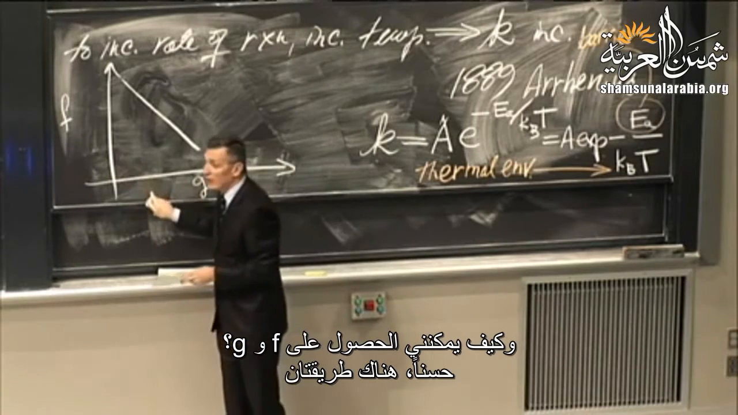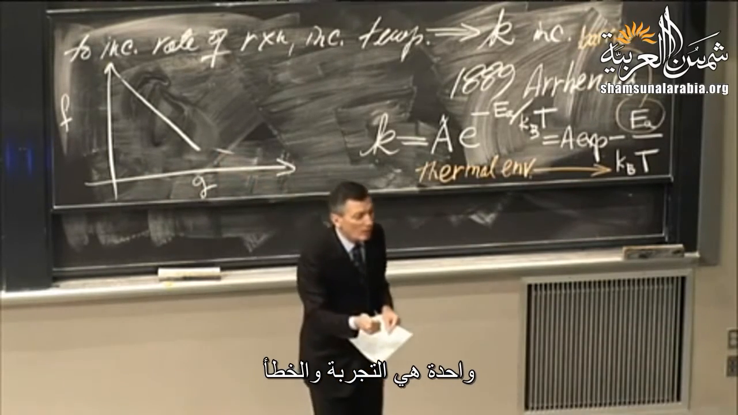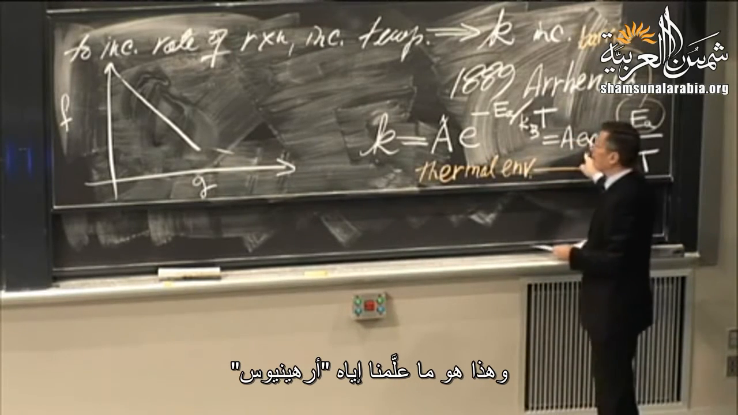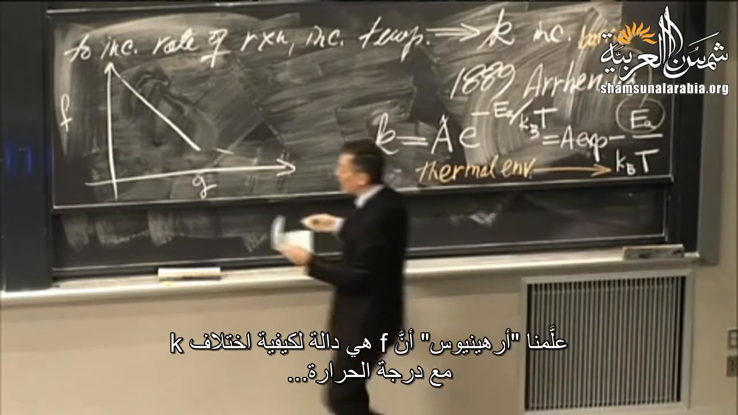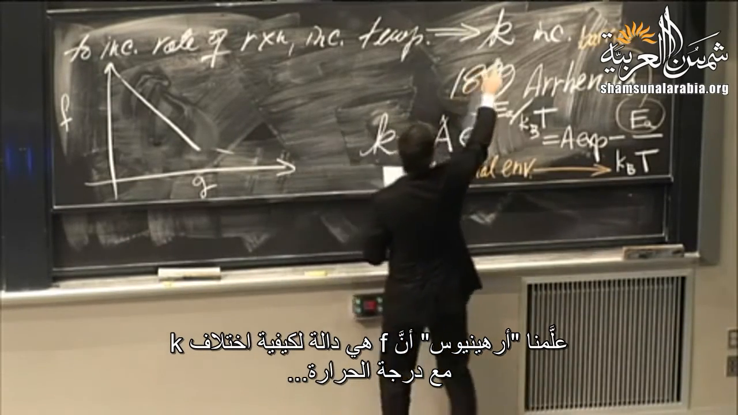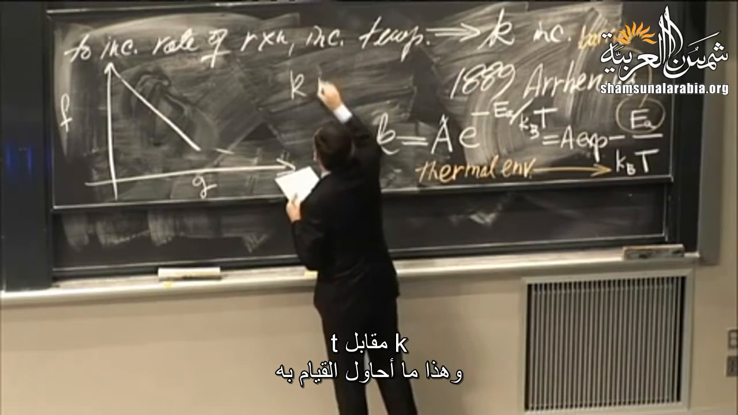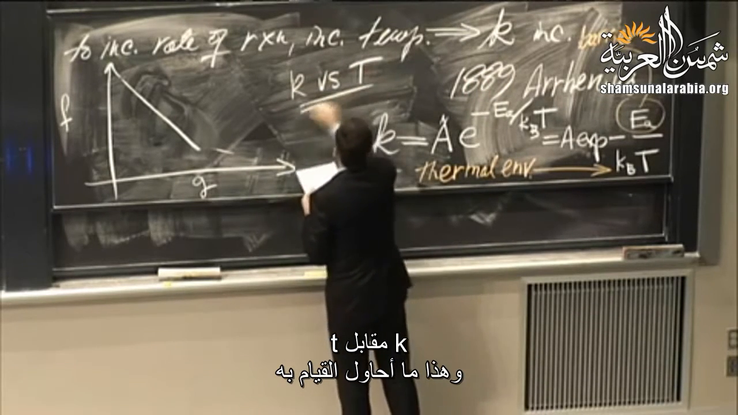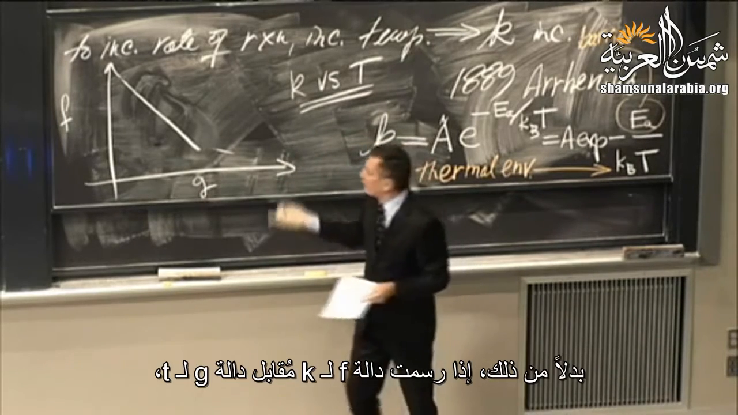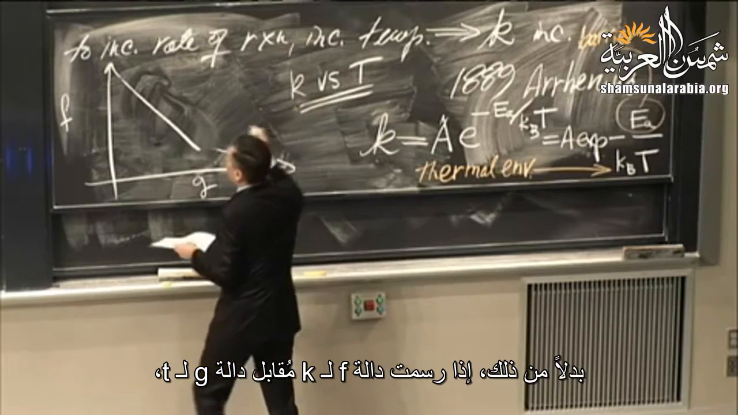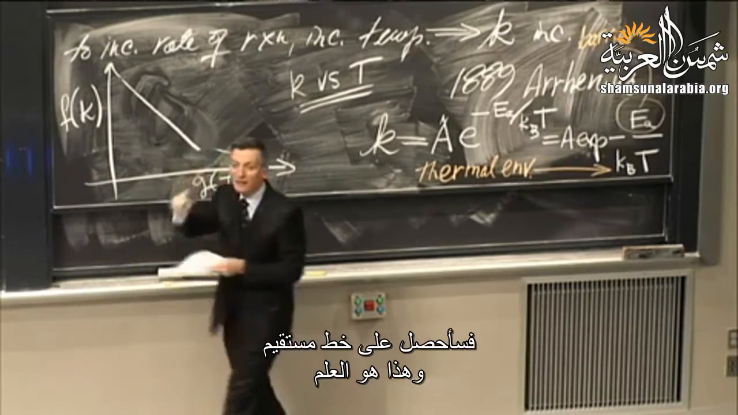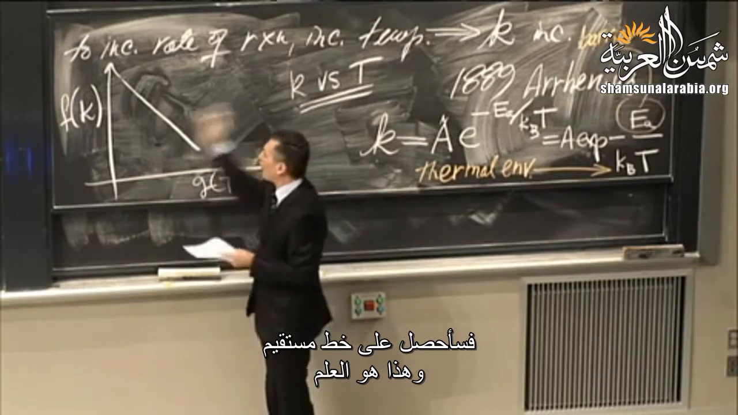And how do I get to f and g? Well, there's two ways. One is trial and error. The other way is physical understanding. And this is what Arrhenius taught us. Arrhenius taught us the f function for how k varies with temperature, right? The problem I'm trying to solve is k versus T. And if I plot k versus T, I get a curve. No good. Instead, if I plot some f of k versus g of T, I get a straight line. And this is all of science.